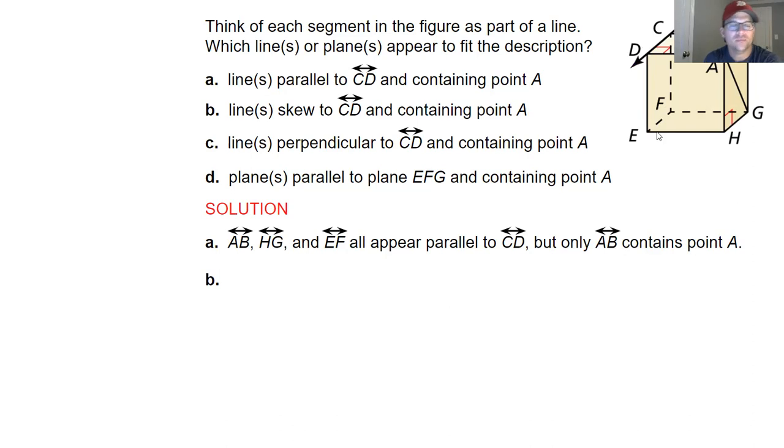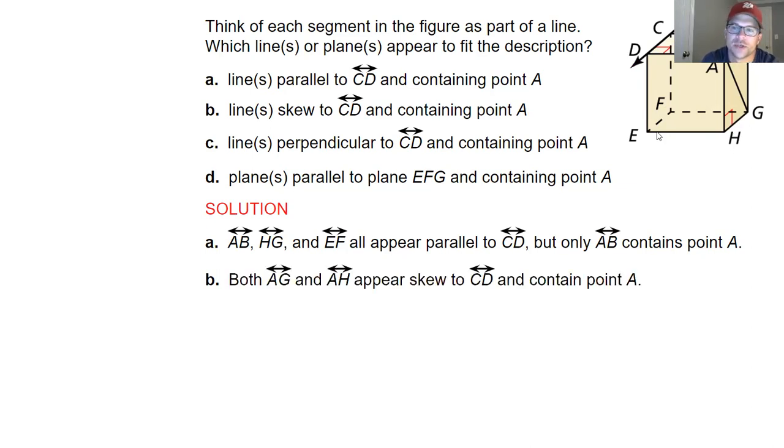Okay, part B, lines skew to CD and containing the point A. In order for your options to be skew lines, AG is not on the same plane and is not parallel. AH is also not on the same plane and not parallel to CD, and it contains the point A. So notice how that green arrow is not facing the same direction as your purple. And then if I move it to AH, again, not facing the same direction. There are a bunch of other lines that are skew in this diagram, but in order for them to contain point A, those are your only two options.